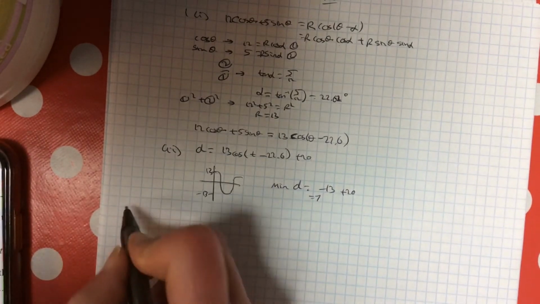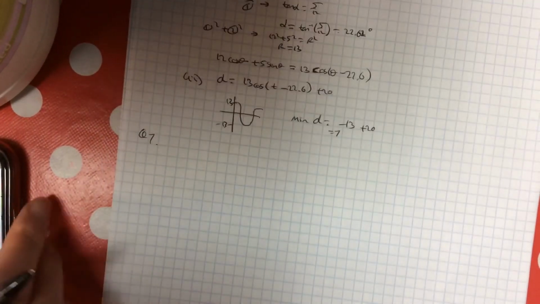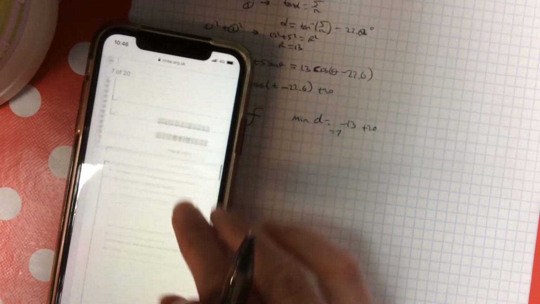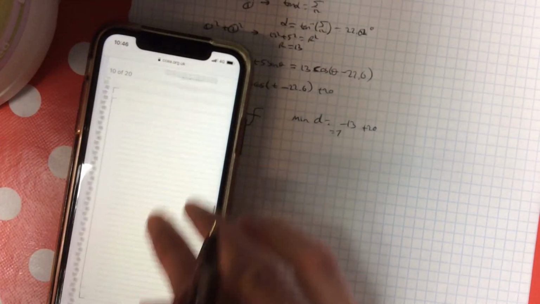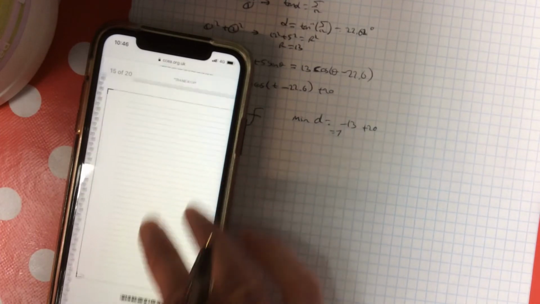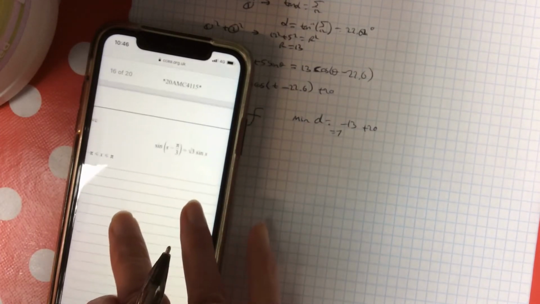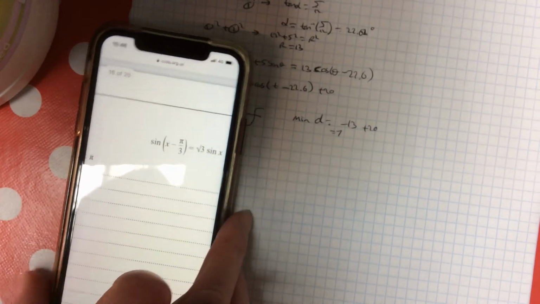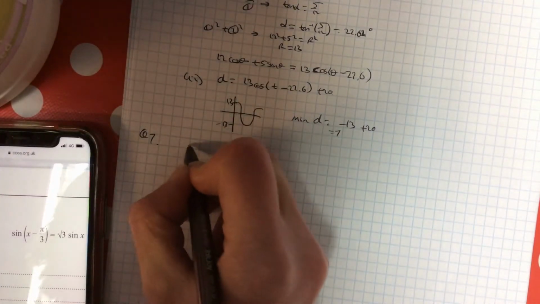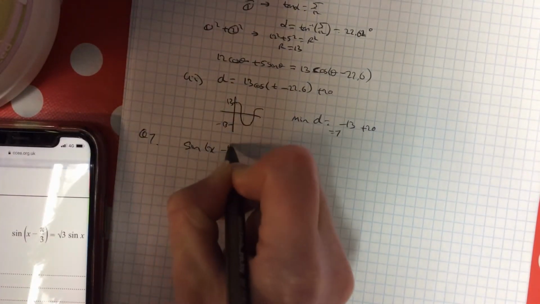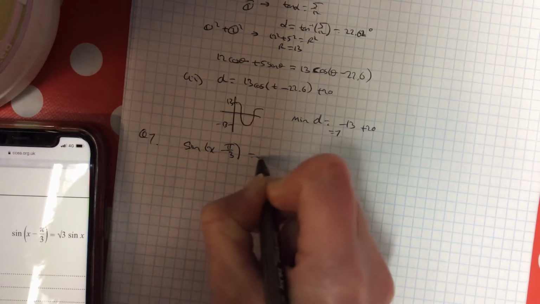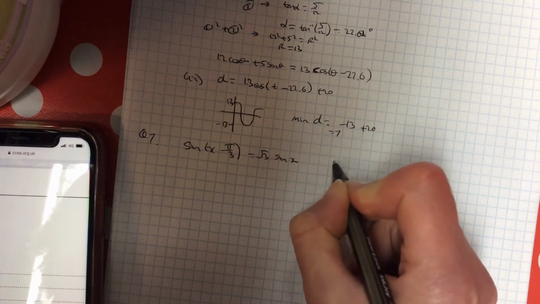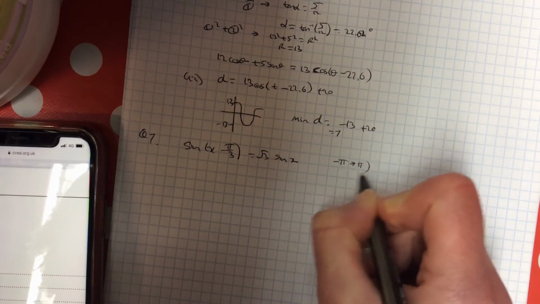Now I also have to do question 7 from this paper. So if I scroll down to find question 7, solve this expression between minus pi and pi. So sine (x minus pi over 3) equals root 3 sine x. And I'm going from minus pi to pi.